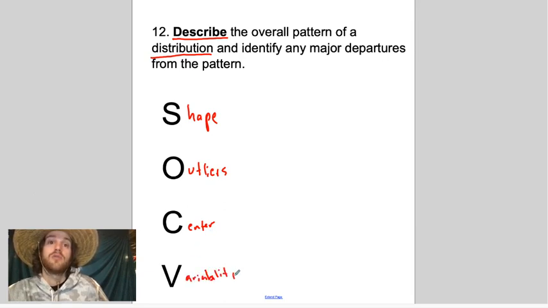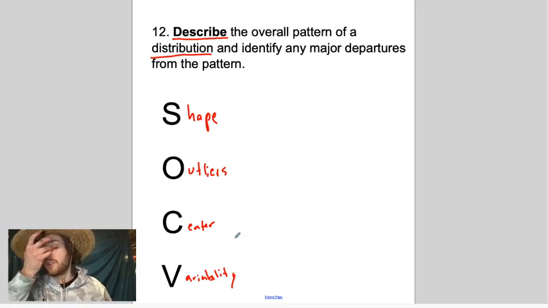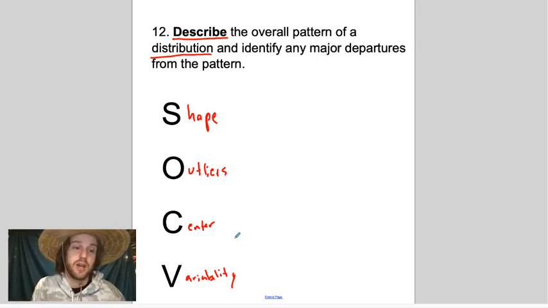Okay, here's my advice to you on the AP exam. If it says describe, you need to mention all of these in your description. My other advice is if it says compare two distributions and it has graphs right next to each other, you should probably talk about the shape. You should talk about whether or not outliers are present. You need to talk about the center of either distribution and the variability.